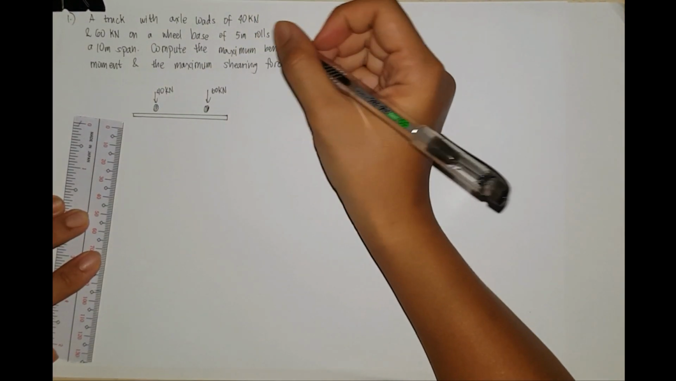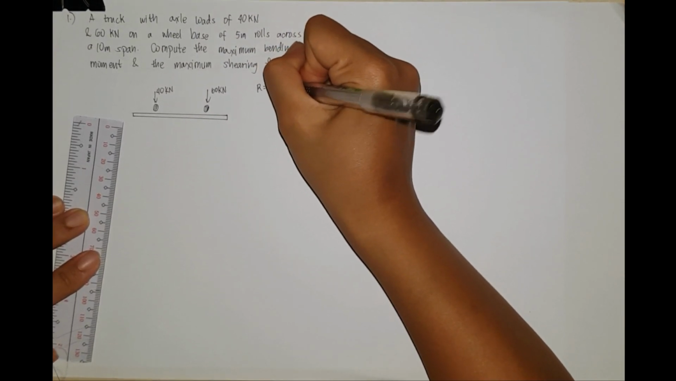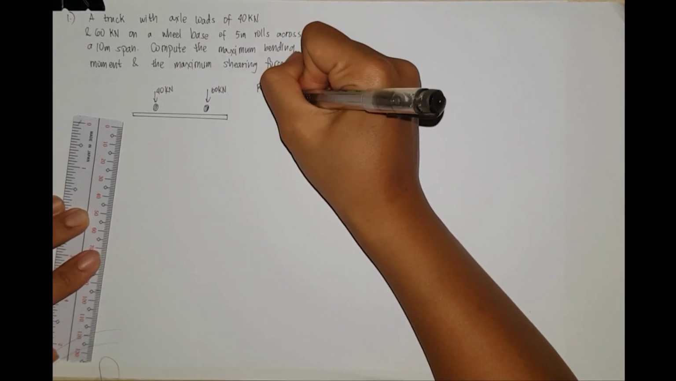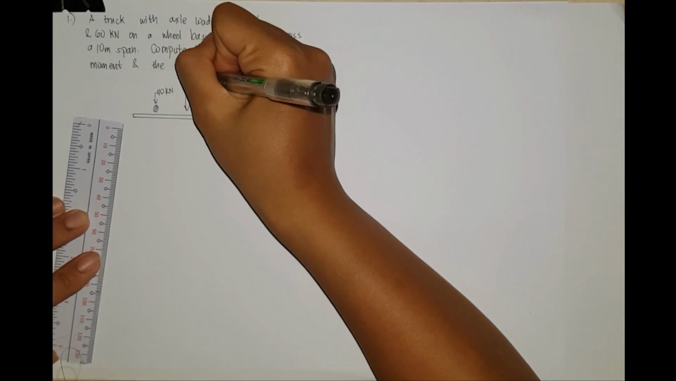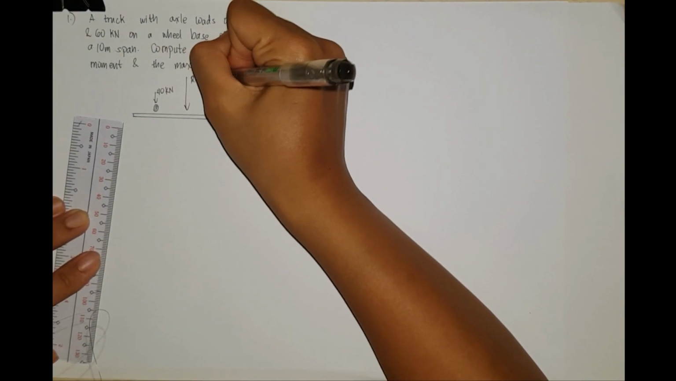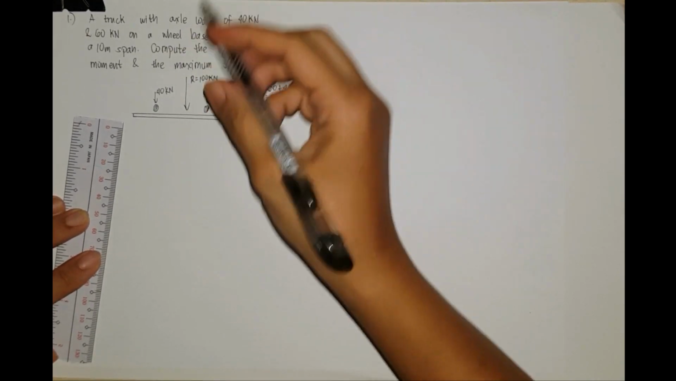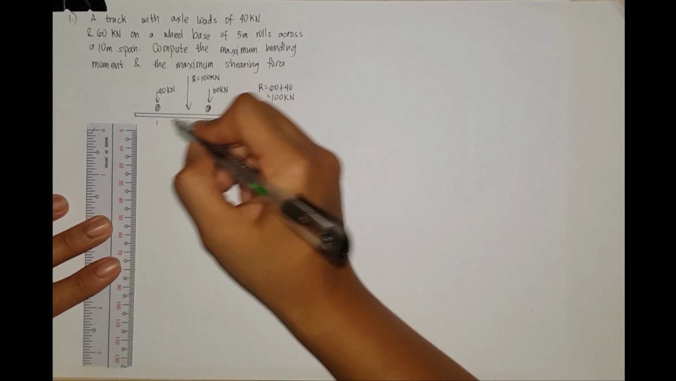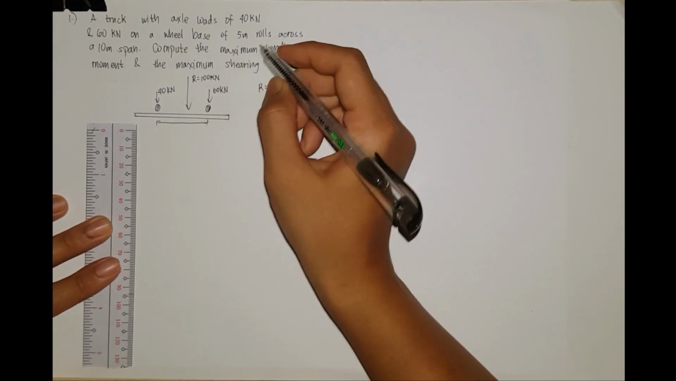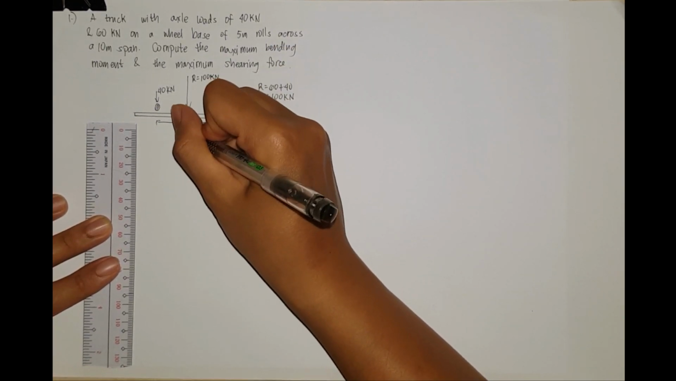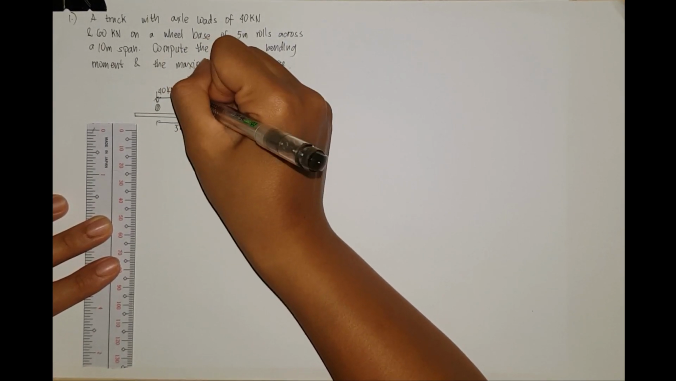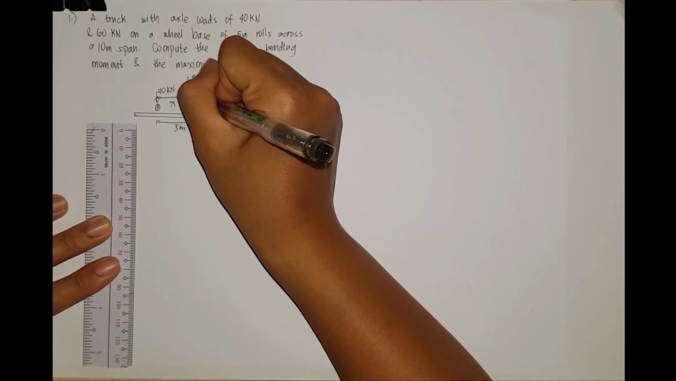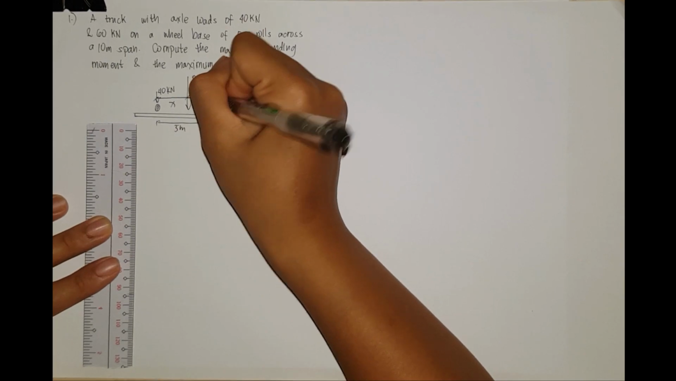So kukunin natin yung resultant, which is equal to 60 plus 40. So it is equal to 100 kN. So ito yung ating resultant, which is equal to 100 kN. So the fixed distance of these two wheels or these two loads is equal to 5 meters. So yung distance ng ating resultant from 40 kN is considered as x, and this is 5 minus x.